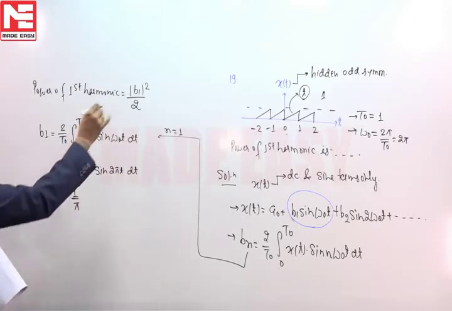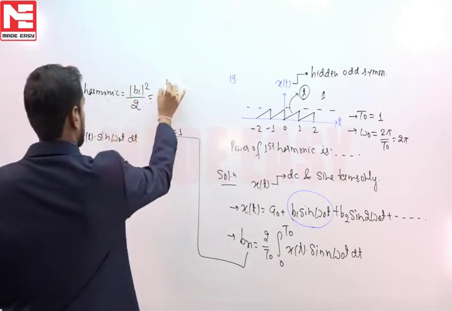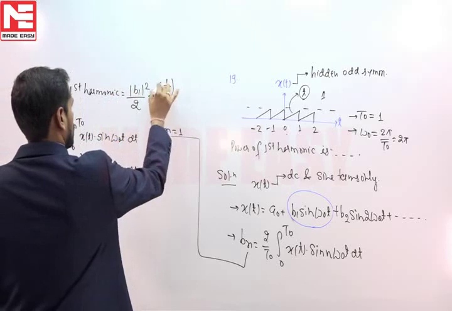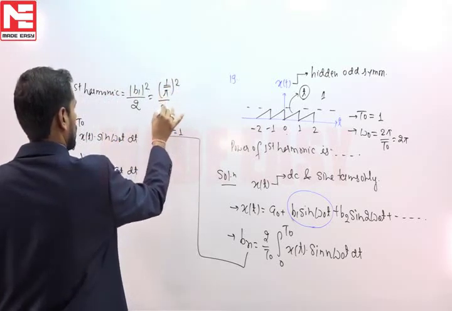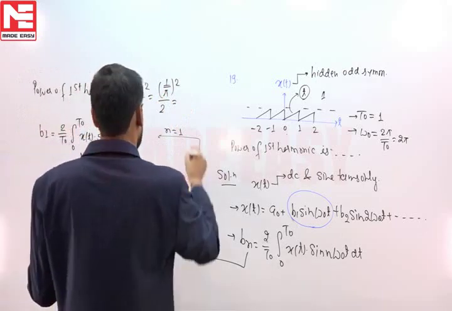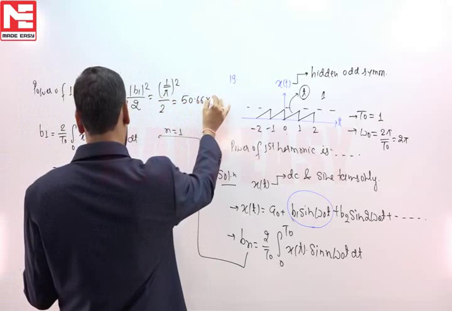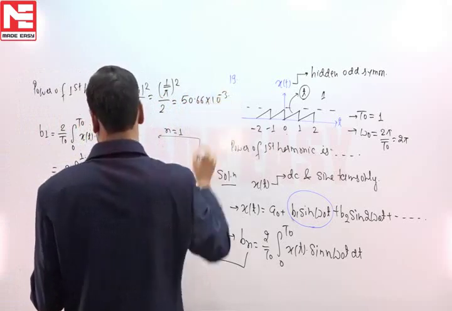Now, to calculate power, we will use this relationship. So, it will be like this: (1 upon pi) whole square divided by 2. If we solve this relationship, then the result will be 50.66 into 10 to the power minus 3.